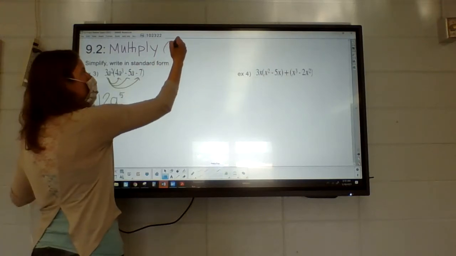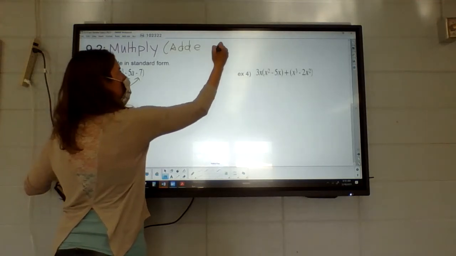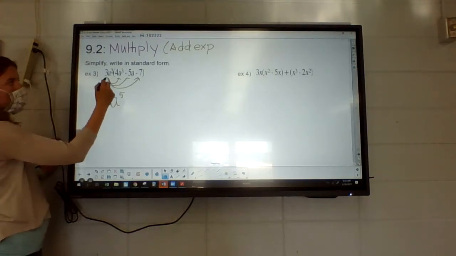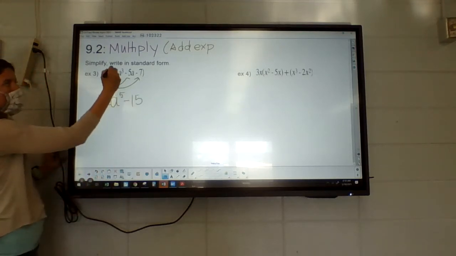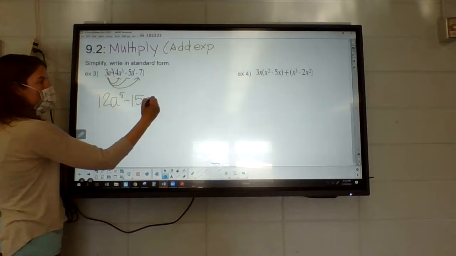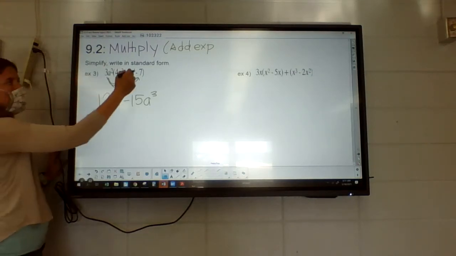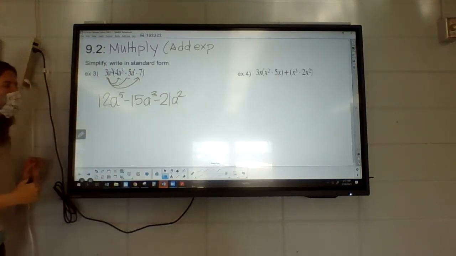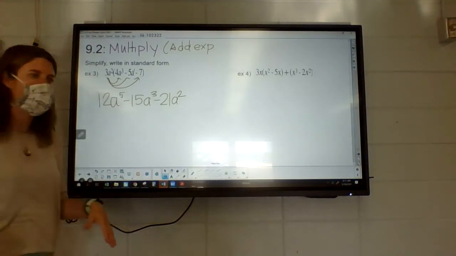So when you multiply, I remind you guys that you have to add the exponents. So then I have 3a to the second times a negative 5a, so it's a negative 15. And then a to the second times a to the first is going to be a to the third. And then 3a squared times a negative 7 is a negative 21a to the second. And then there are no like terms. None of those can be combined, so we just leave it that way.